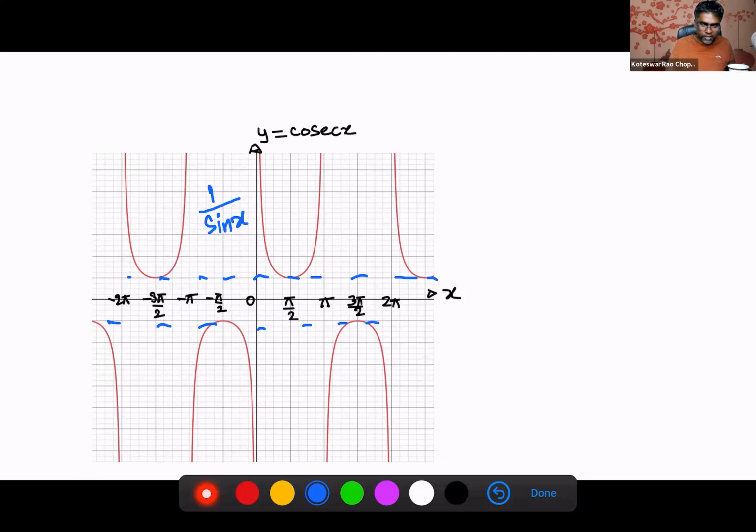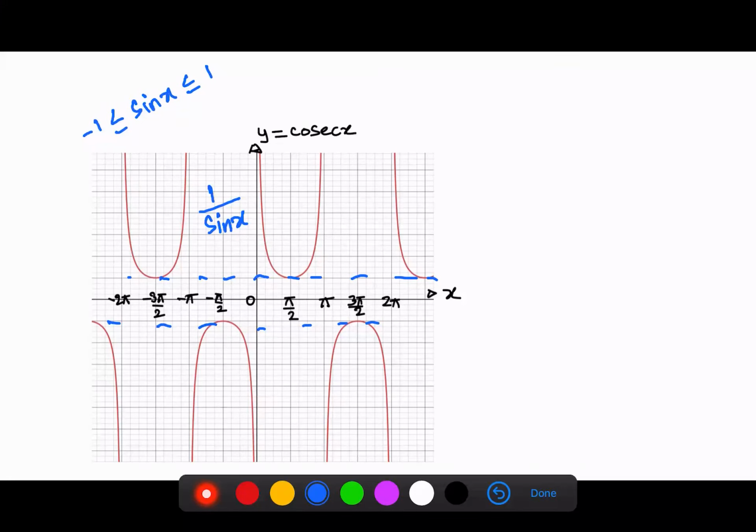Okay, let me explain. In the previous slide, what is the range? The values of cosecant x depend on sin x, right? What values can sin x take? It will take values between -1 and 1, isn't it? Are we okay here? Yes, sir. Okay, now think about this.